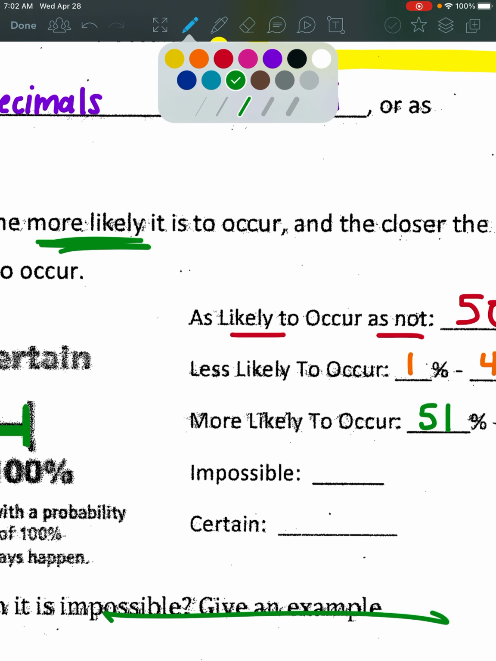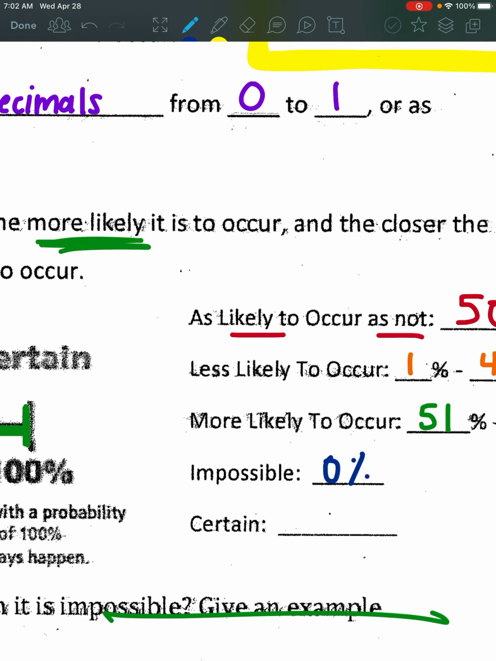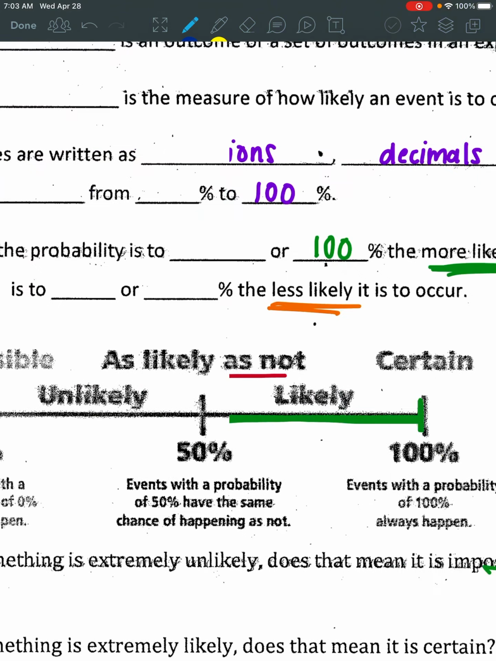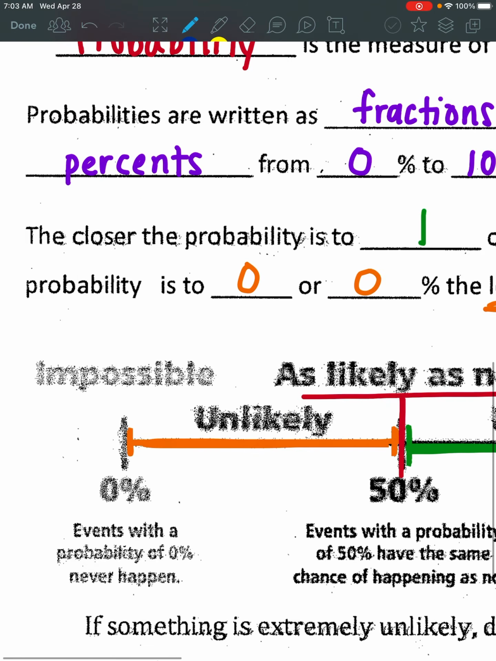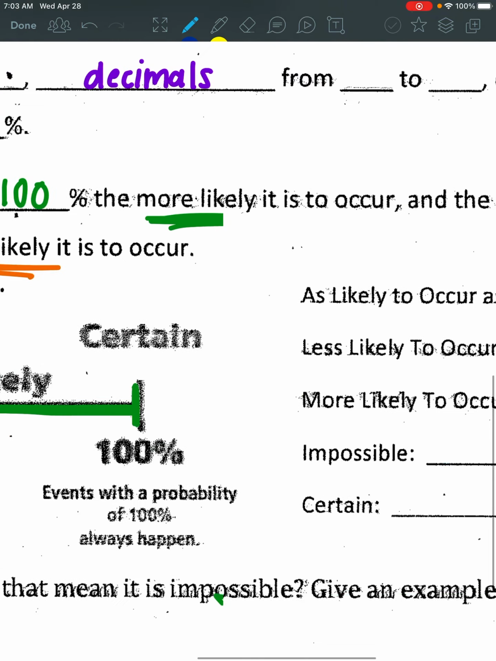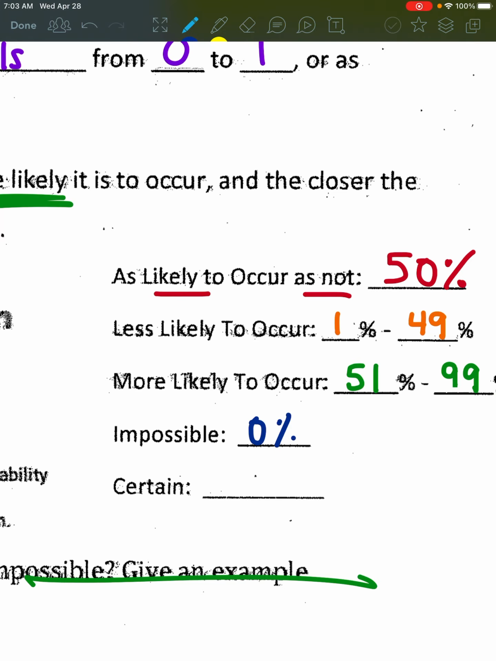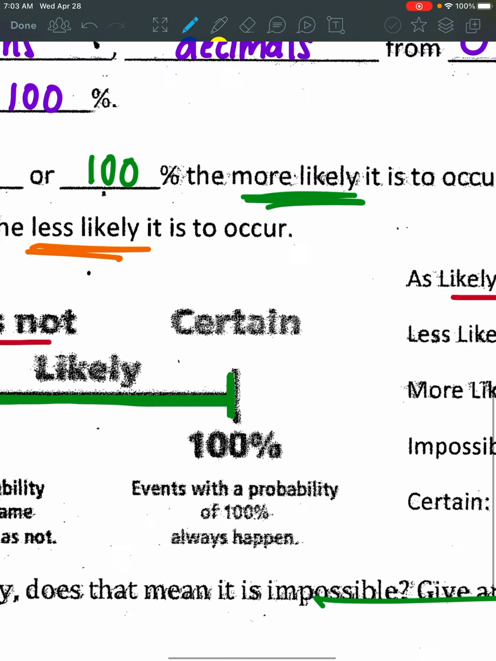So impossible means that it's never ever going to happen. So that is going to be a 0% chance. So maybe rolling a 7 on the dice. Well, that's not possible. There is no 7. So we just say it's impossible. And then the other one is certain. That means it is 100% going to happen.